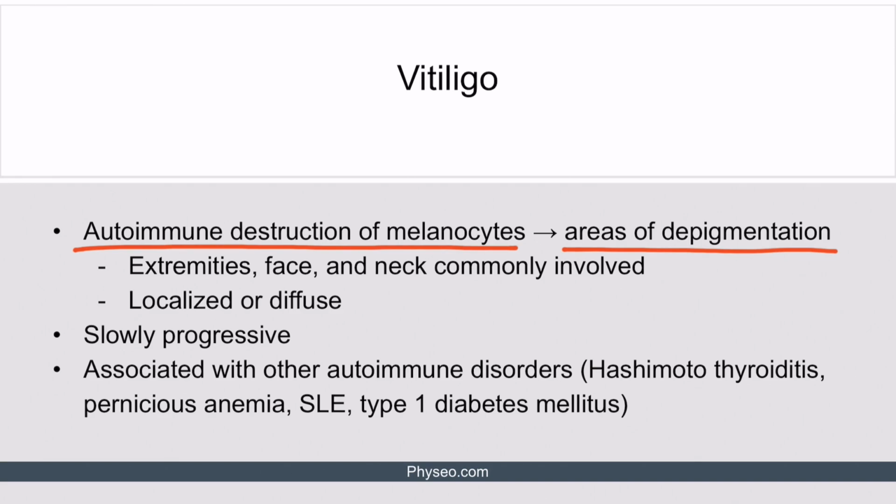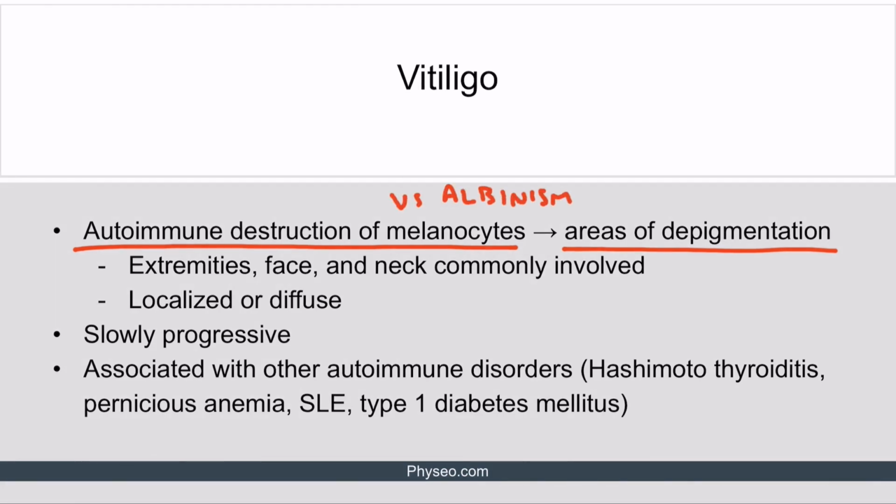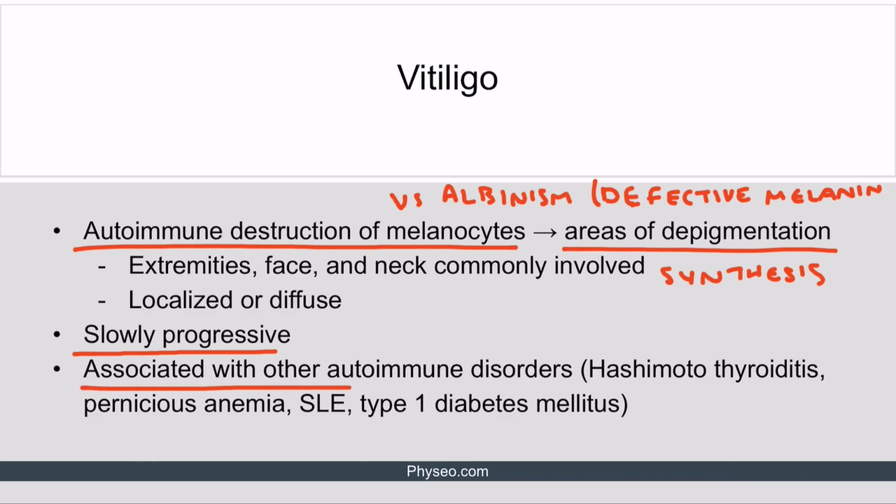Note that the depigmentation in vitiligo is due to destruction of melanocytes. This is different from the pathogenesis of albinism, in which the depigmentation is due to defective synthesis of melanin, but melanocytes are in normal number. Moving on, vitiligo is a slowly progressive disorder and is associated with other autoimmune disorders, most notably Hashimoto thyroiditis, pernicious anemia, systemic lupus erythematosus, and type 1 diabetes mellitus.